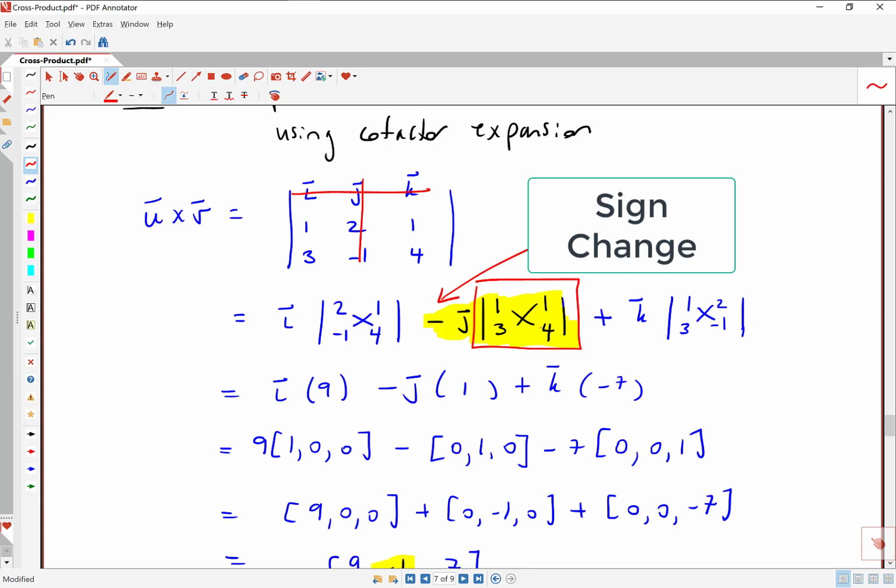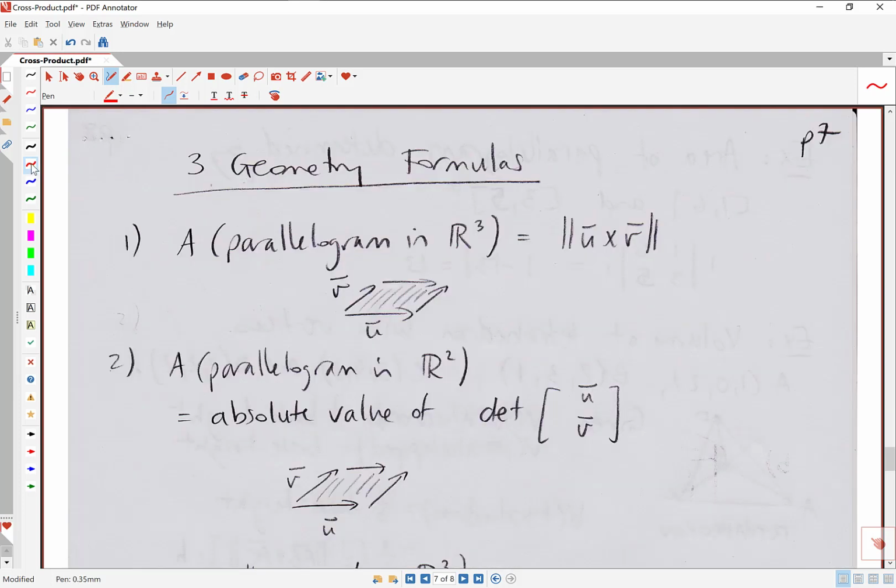And this is essentially backwards. If you reverse the columns in a determinant, what you get is actually a sign change. So the sign change here is correcting for the fact that you really have your columns backwards. So we're going to see 3 geometry formulas related to the cross product, and then we'll practice them.